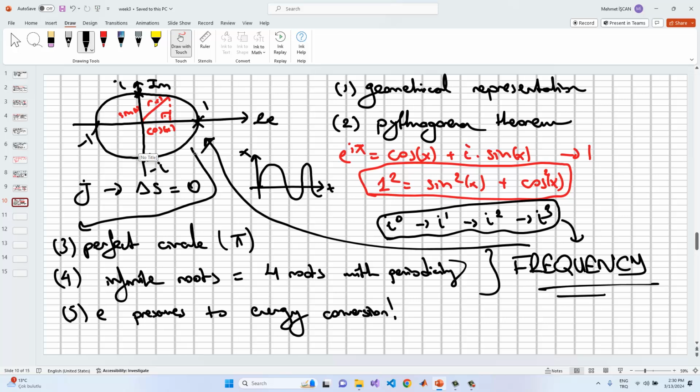Why? We can take the power in here, and if we take the 0, 1, 2, 3, always we go to the what? The same point. We return to the same point at each case.